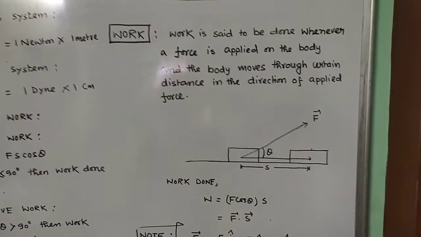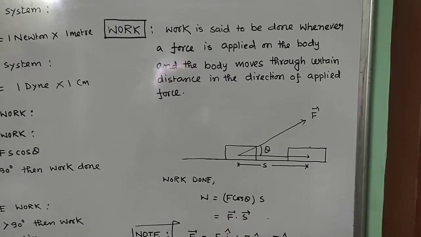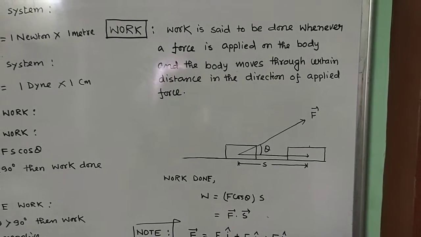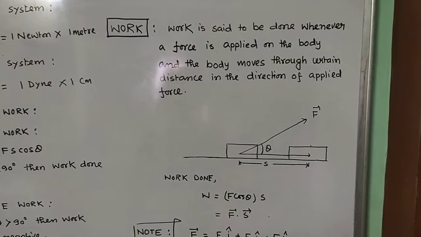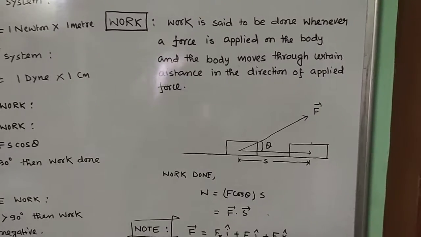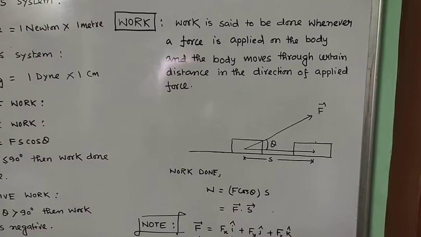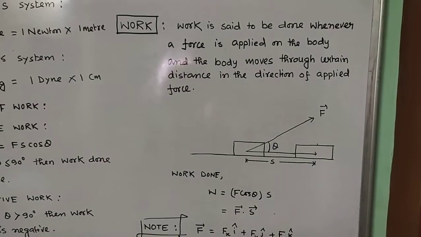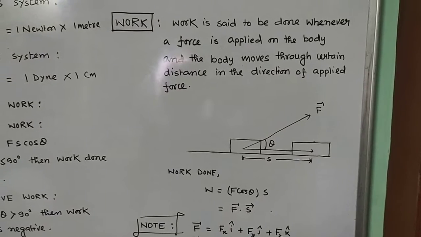So if we consider a specific direction as the displacement direction, then we have to take the component of F vector along the direction of displacement. So force component along the direction of displacement is F cos theta, and displacement is S. So the product together can be defined as your work done. In dot product you can write F vector dot S vector.